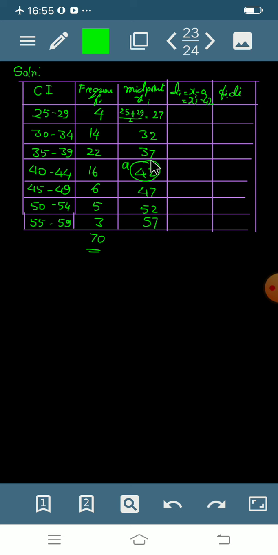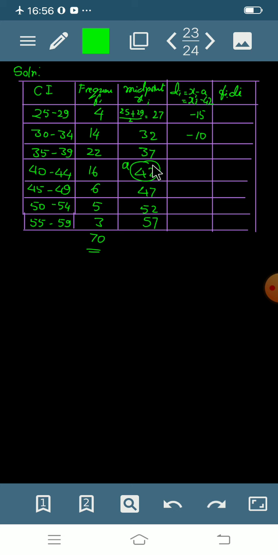27 minus 42, how much? That is minus 15. You have to do it. 27 minus 42. 42 is the bigger number, and 27 is the smaller number. You are subtracting a bigger number from the smaller number, so you will get a minus sign. So it is minus 15. Now 32 minus 42. How much? 42 minus 32 is 10. The bigger number is 42. You are subtracting the bigger number from the smaller number, so it is minus 10.